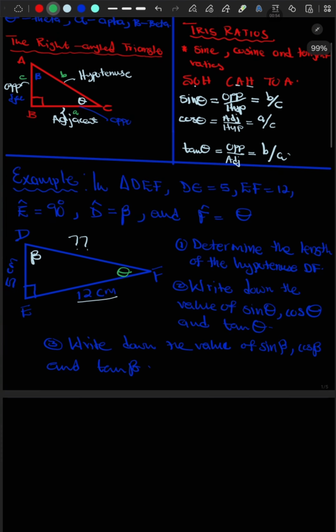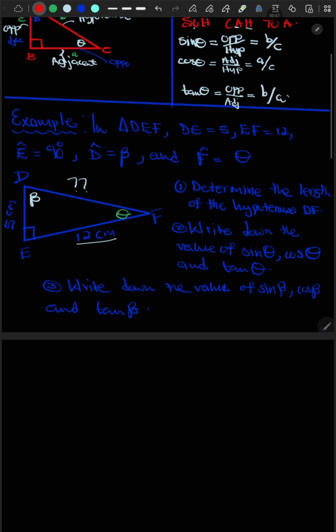What do you do? First thing first, you're going to use the theorem of Pythagoras, because it is the theorem that describes the relationship between the sides of a right-angled triangle. Okay. So DF squared equals to, let's write it fully, equals to DE squared plus EF squared. Reason is Pythagoras theorem.